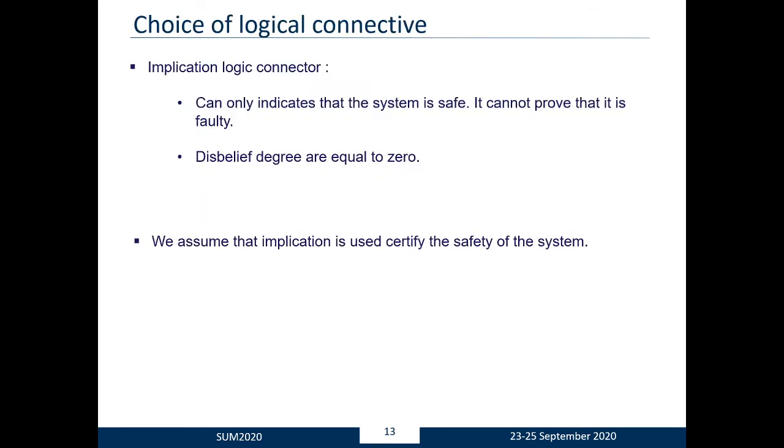In this slide we are going to talk about the choice of logical connective, starting with the implication logic connector. This connector can only indicate that the system is safe. It cannot prove that the system is faulty, and the disbelief degree is equal to 0 in this case, because we cannot prove that the system is faulty. We assume in this case that implication is used to certify the safety of the system.